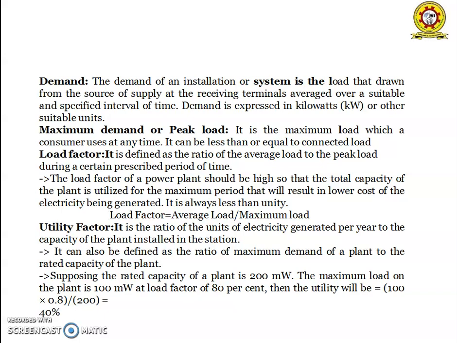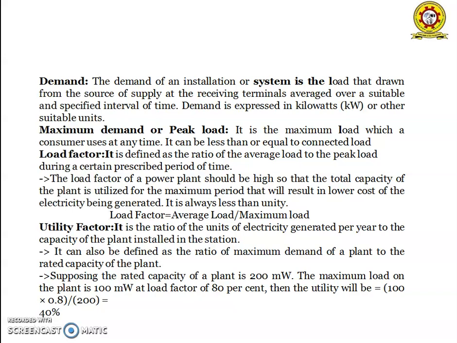Thus, the lower the overall efficiency of electrical supply, the load factor is equal to average load by maximum load. And the next one is the utility factor. It is the ratio of the units of electricity generated per year to the capacity of the plant installed in the station. It can be defined as the ratio of maximum demand of the plant to the rated capacity of the plant.